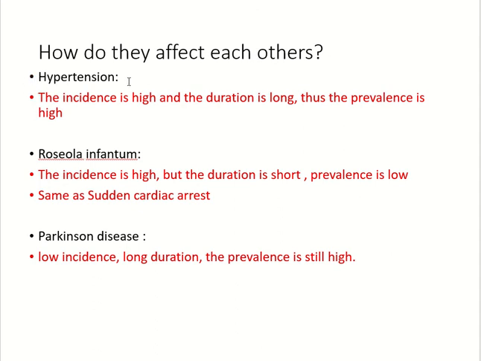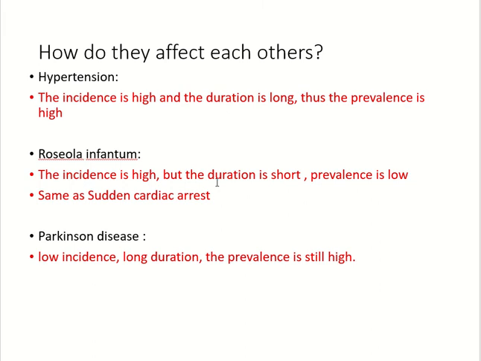For example, hypertension: the incidence is high and the duration is long, therefore the prevalence is high. So we have incidence, and people stay with the disease for a long period, and therefore the prevalence becomes high. Roseola infantum: the incidence is high but the duration is short. So okay, there are many children who get roseola, but they don't stay with it for a long period of time. They recover fast, and therefore the prevalence is low.